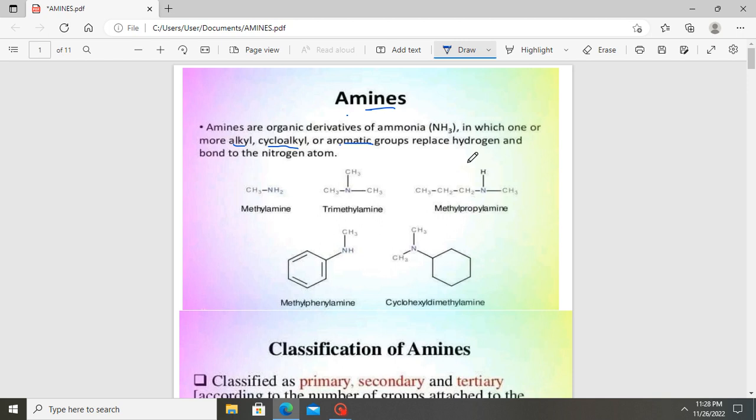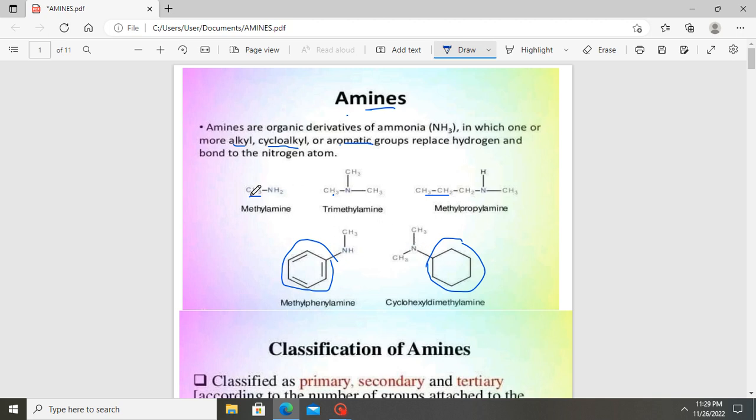So when the hydrogens around the nitrogen in ammonia are replaced by an alkyl group like methyl, ethyl, or propyl, or an aromatic group like phenyl group, or a cyclohexyl group, which is a cycloalkyl group, that compound qualifies to be called an amine. So that's what amines are.